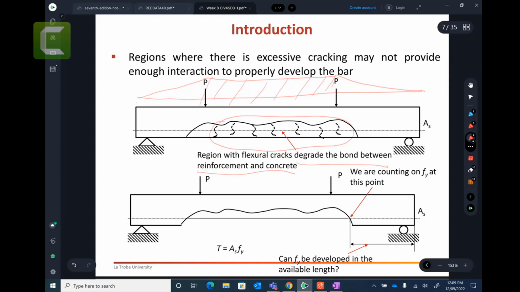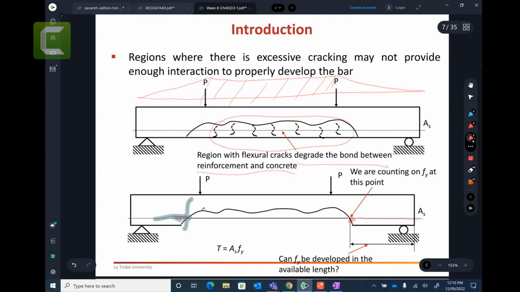So what we need is for this bar to be yielded at this point. Yielded means it should carry all the loads that we require it to carry. So how are we going to create the yielding? We provide adequate length in the beam. This is the development length that you want to provide, adequate development. You don't want to provide a length like this, because then these bars will pull out, right? So you need to provide adequate gripping, adequate length extending from this point.